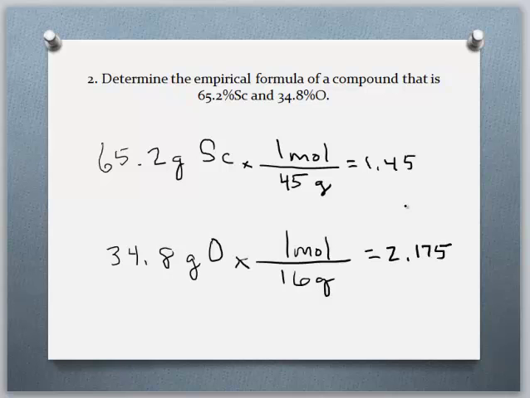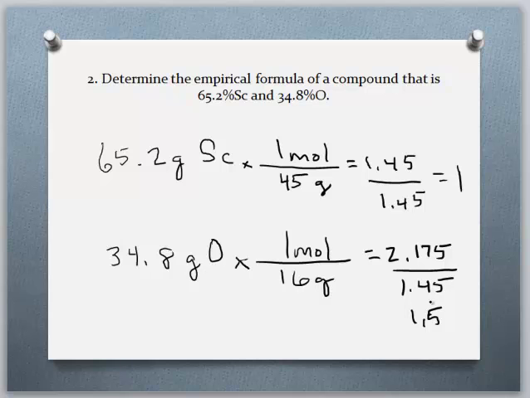So pick the smaller of the two, which is 1.45. Divide each of them by that value. We'll get 1, and 2.175 divided by 1.45 will give us 1.5.